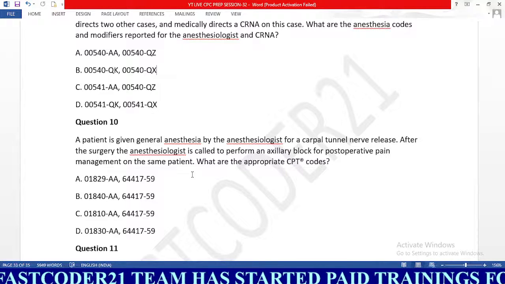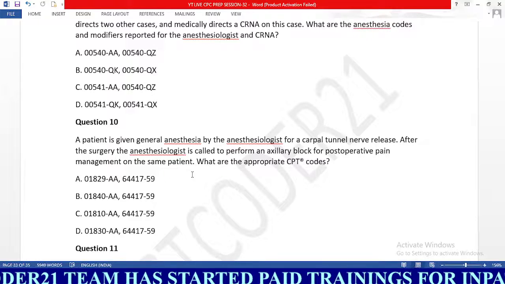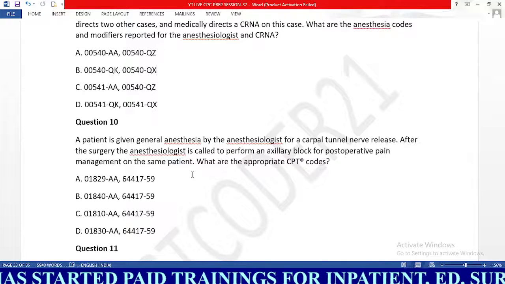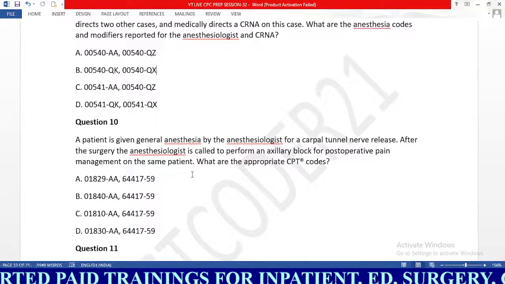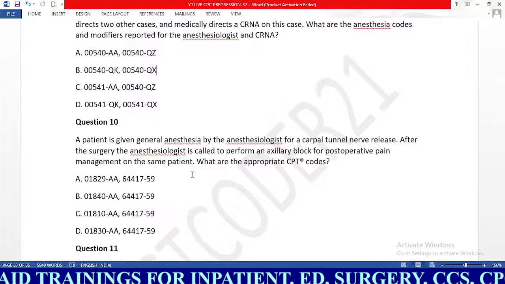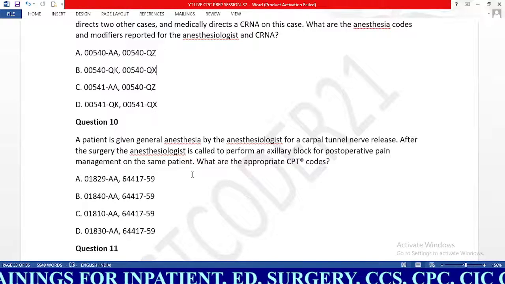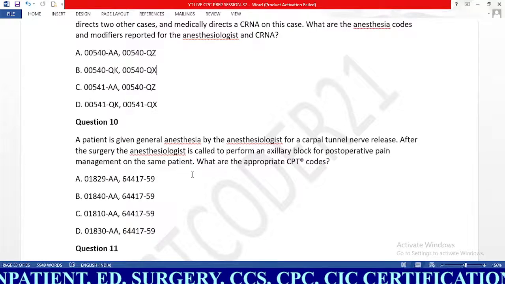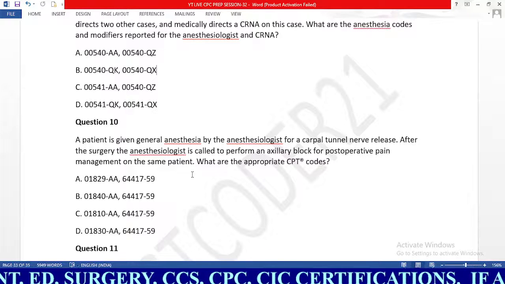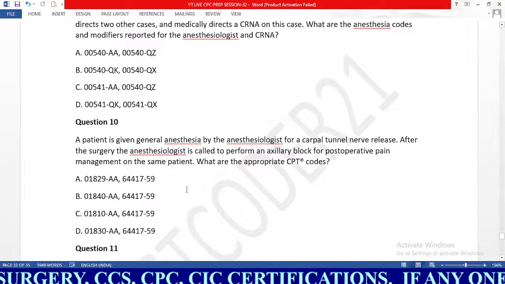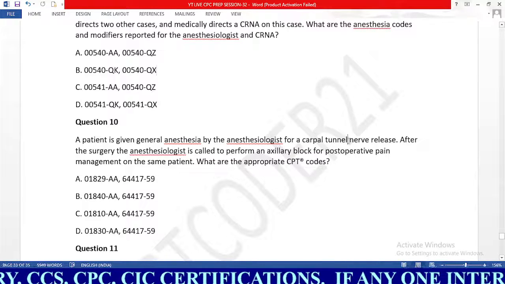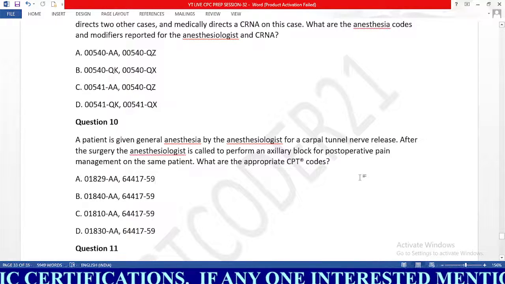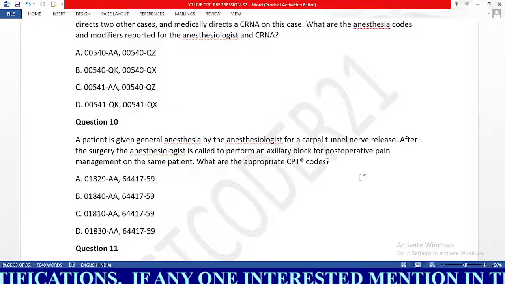So again here, our code is, we will check first 01840. So what is 01840? Anesthesia for procedures on arteries of forearm, wrist and hand not otherwise specified. And we will check 01810 also, anesthesia for all procedures on nerves. So here basically Anita, you need to remember here physician is performing procedure on the nerve. See here he mentioned nerve release, not on the bone. So that's why we need to code 01810. So our answer is C here.